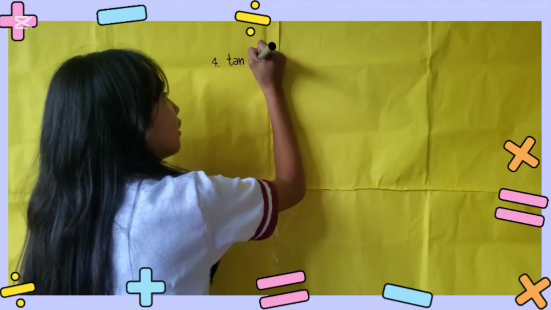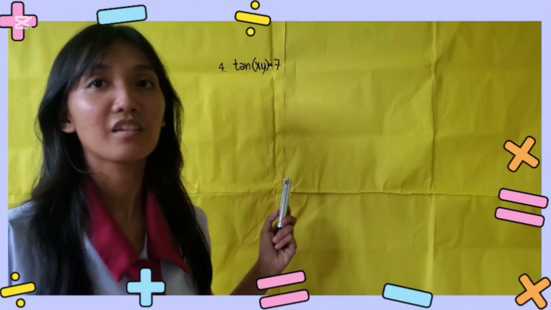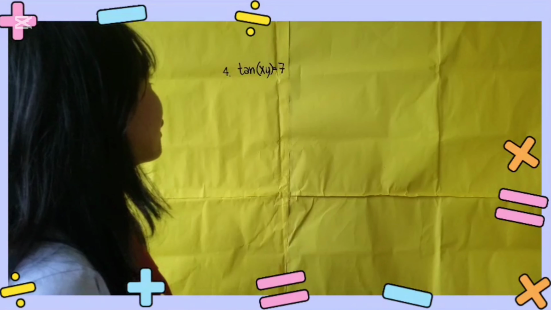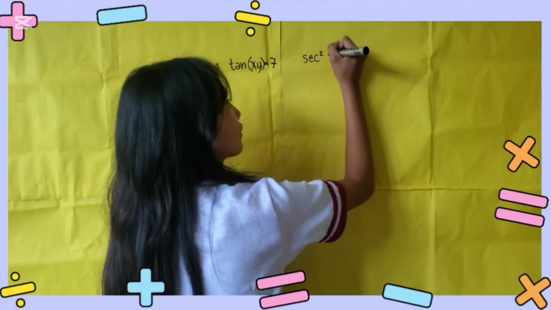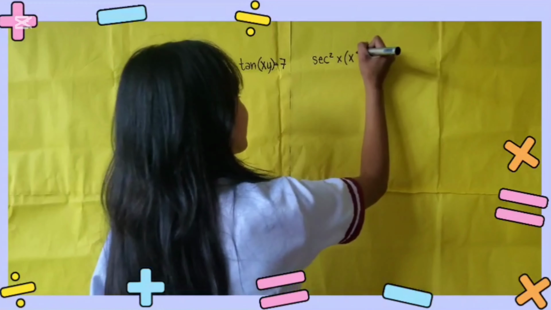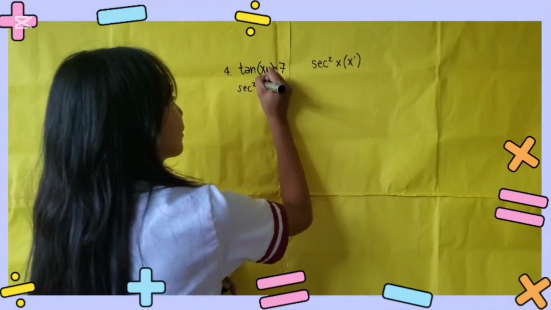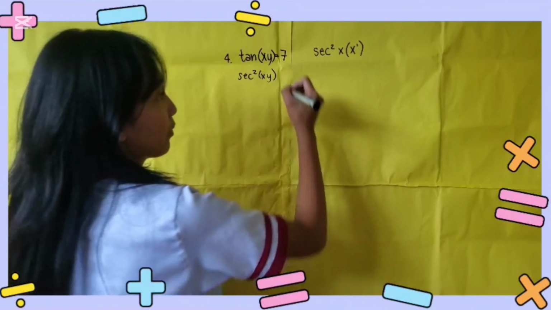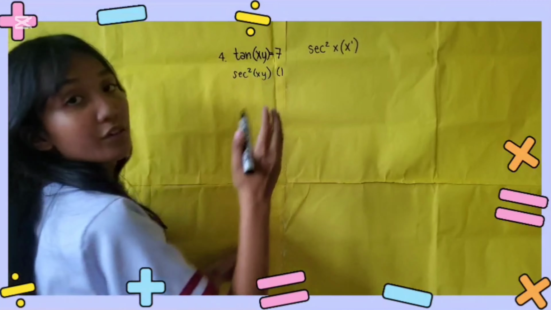tangent xy is equal to 7. To differentiate this function, we're gonna have to apply the rule of trigonometric differentiation. So to find the derivative of a tangent, it is equal to secant squared of the variable multiplied by the derivative of the variable, which is xy. So we're gonna have to substitute. So we have secant squared xy multiplied by its derivative, which is the product rule.